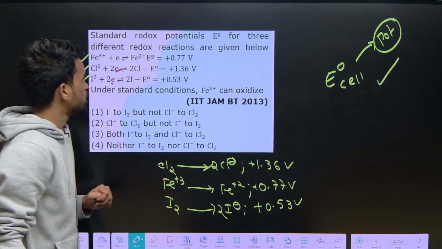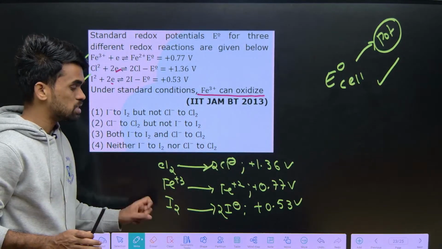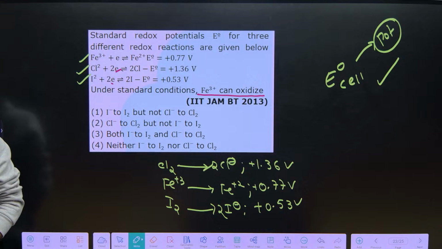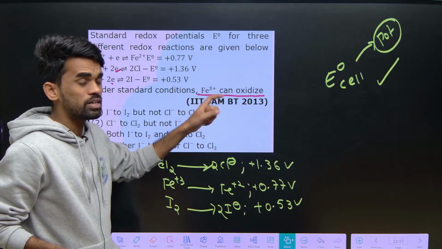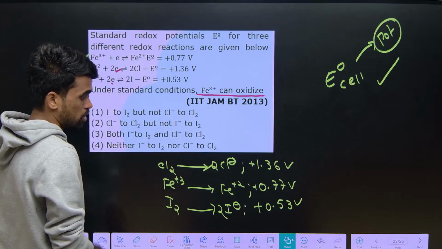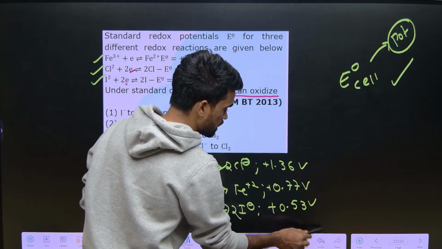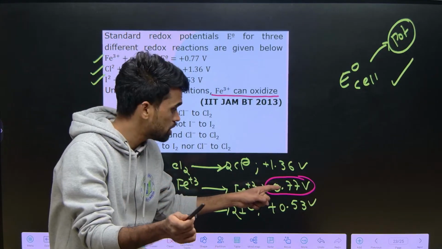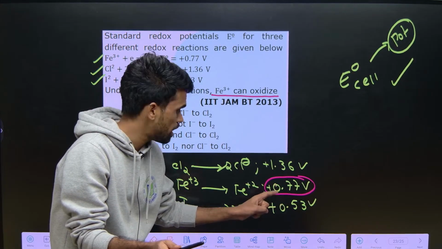Now what they are asking is, under standard conditions, Fe plus 3 can oxidize which of the following out of these 3 reactions. Now what we know is, if Fe plus 3 wants to oxidize others, it should undergo reduction. So we need to look at its reduction potential value. The Fe plus 3 ion has a reduction potential value of 0.77 volt. Now if another species has a reduction potential value lower than this, that will undergo oxidation and this will undergo reduction.